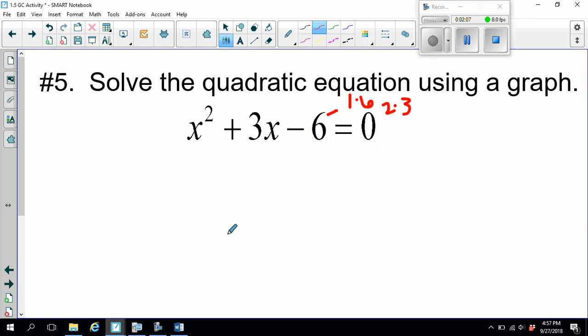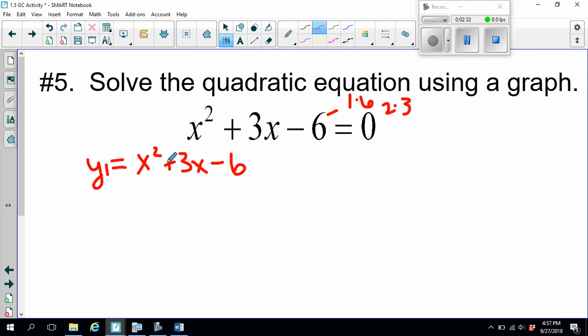Now, when you're using the graphing calculator, you do have to show some work. The first thing to do to show work is we're going to plug this equation into our y equals. We're going to plug it into the y1. So the first thing you need to do is identify your y1. That's y1 equals x squared plus 3x minus 6.